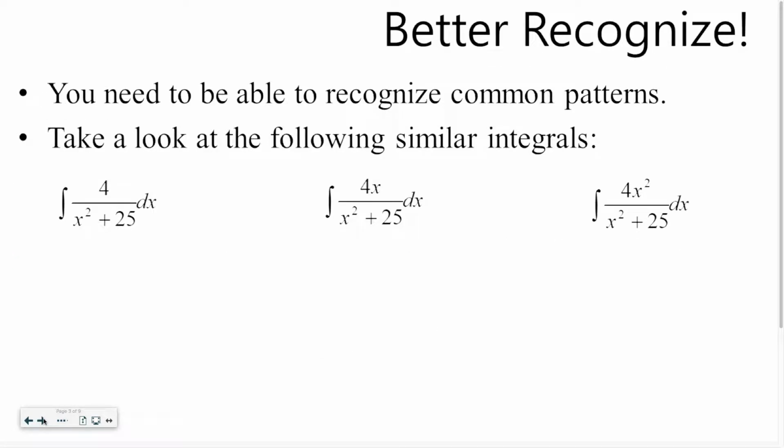Pointing back, I have 3 integrals up here. At first glance, they all look the same, but they're really not. Here you have 4 over x squared plus 25. Here you have 4x over x squared plus 25. Here you have 4x squared over x squared plus 25. They all require a different technique.